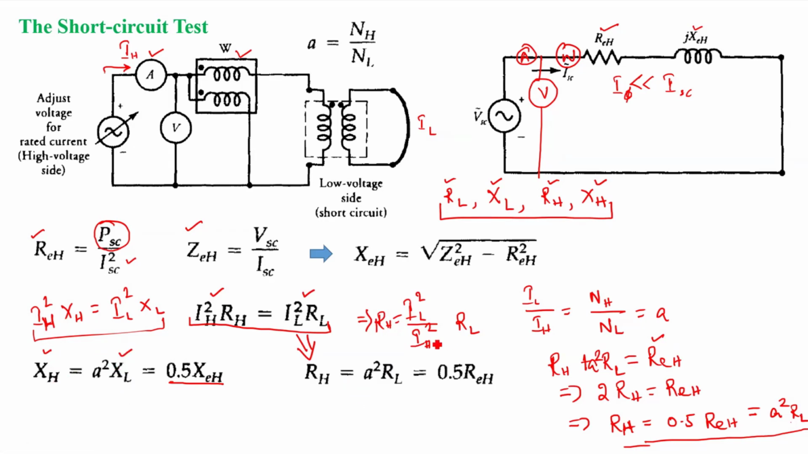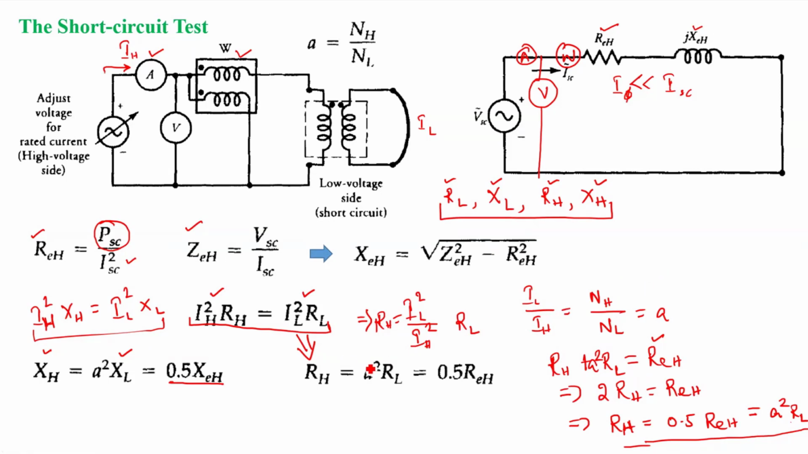So now I have segregated all the components. Now I can directly write the exact equivalent circuit of the transformer, because all the parameters are now known.